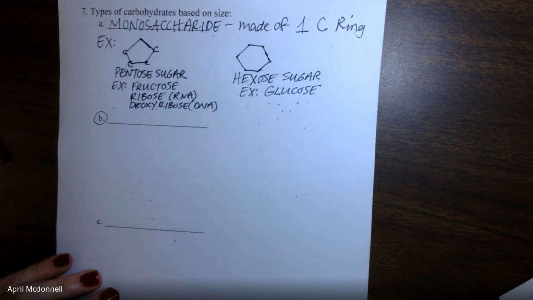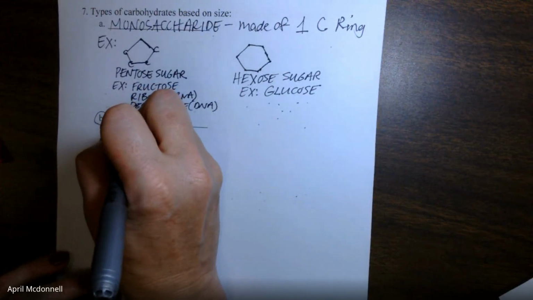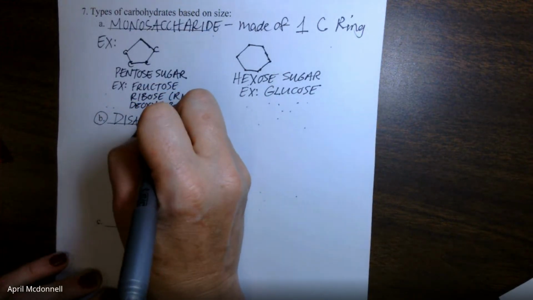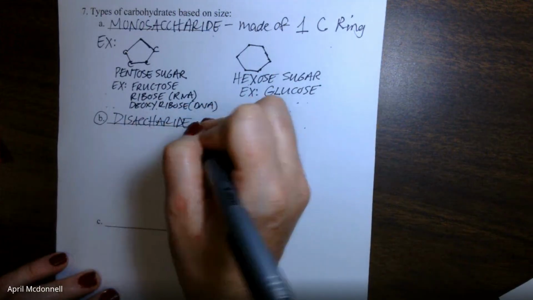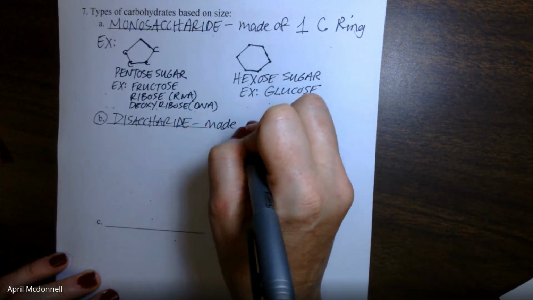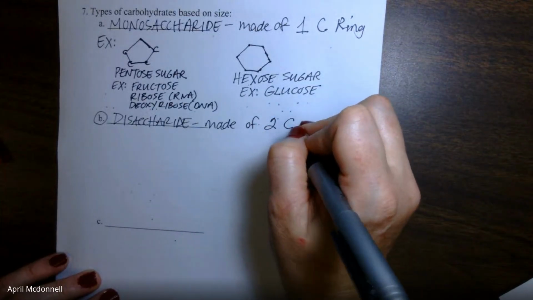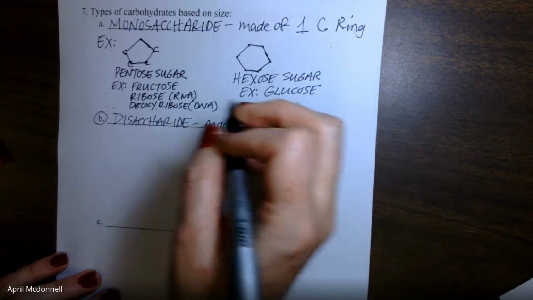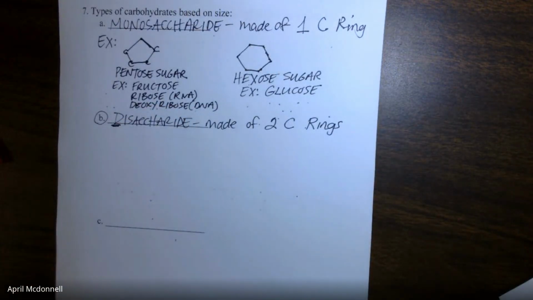The second major type of carbohydrate is going to be called a disaccharide. This is made of 2 carbon rings. If you think about it, that term di means 2.